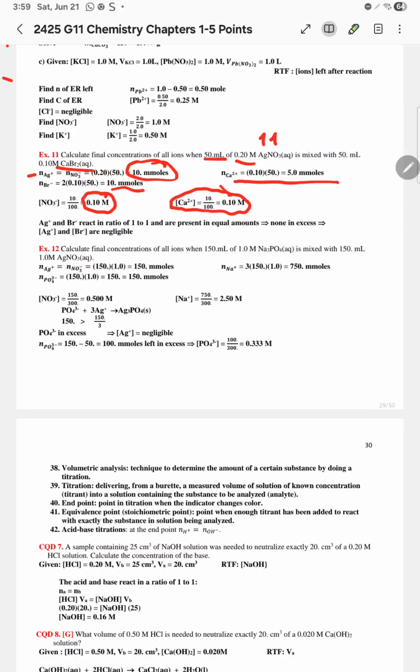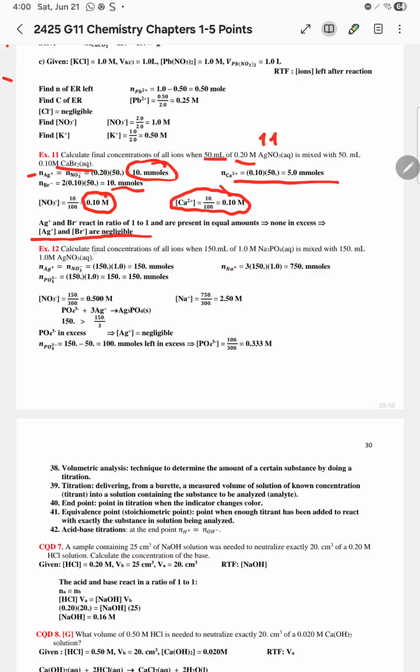You're gonna say, where did the Ag and Br go? Ag and Br make a precipitate, so there are no ions left in the solution. They're reacting ions, they're not spectator ions. Ag and Br are in a reacting ratio of 1:1 and are present in equal amounts. Nothing is in excess, so Ag and Br are negligible. None of them are in excess. Usually you have to check for the excess one.